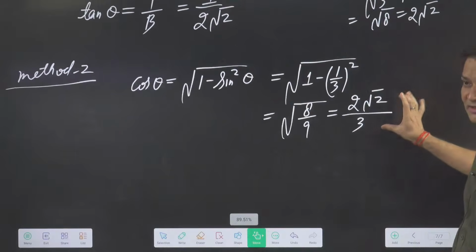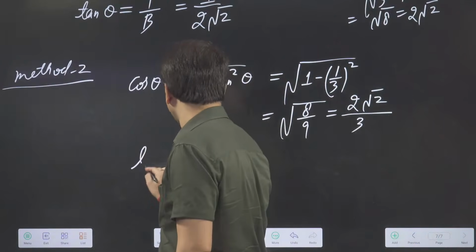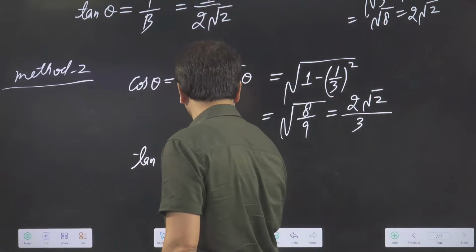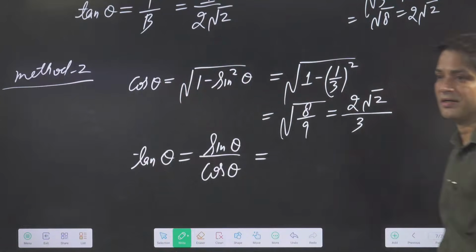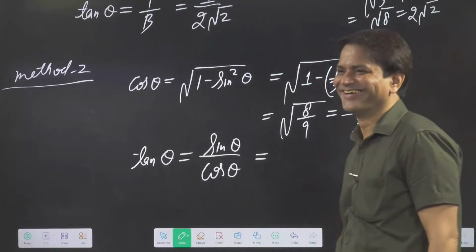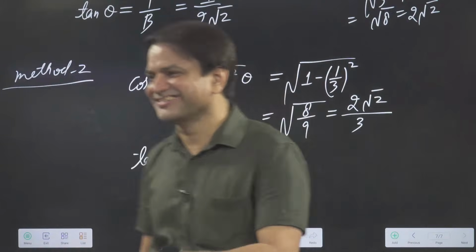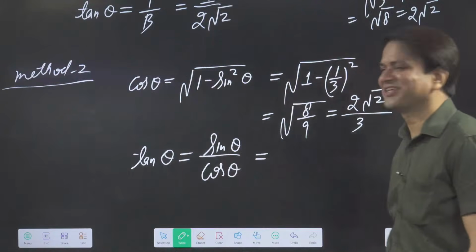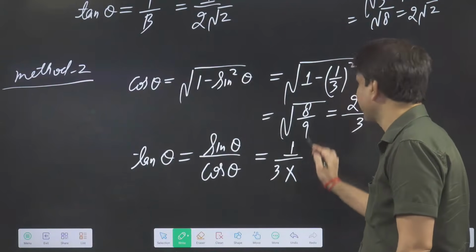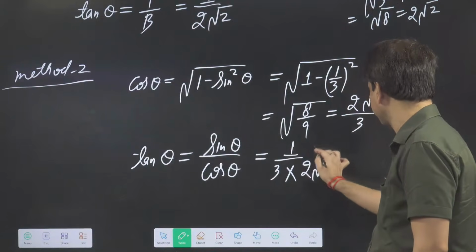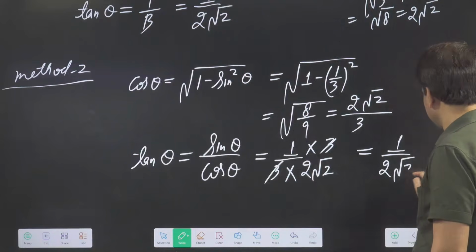Now cos theta we got 2 root 2 by 3. Now how can I find tan theta? For tan theta we can use sin theta by cos theta. So sin theta upon cos theta. Sin theta is 1 by 3 and cos theta is 2 root 2 by 3. Now 3 and 3 cancel out. What we got? 1 by 2 root 2.